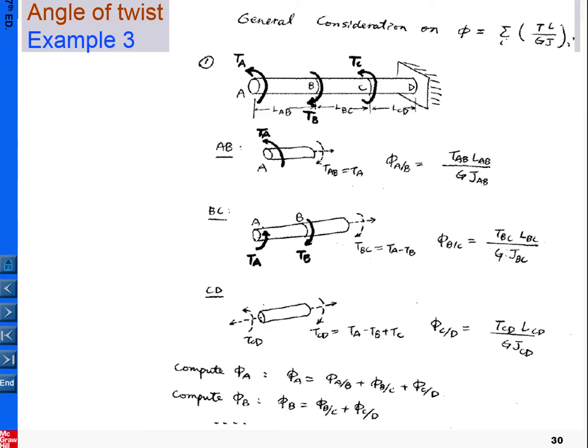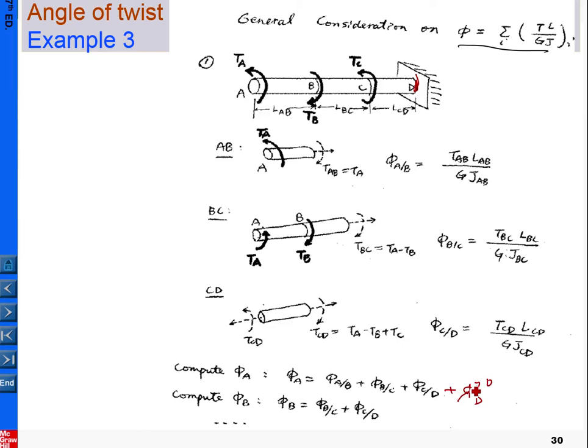This example is basically to exercise this formula segment wise. In particular, I use this example to reinforce your concept of relative displacement, or relative angle of twist. In general, if you would like to calculate the angle of twist at A, you simply use the relative displacement: A relative to B, B relative to C, C relative to D, and then D. Here D is fixed against the wall for this particular demonstration, so this one equals 0.